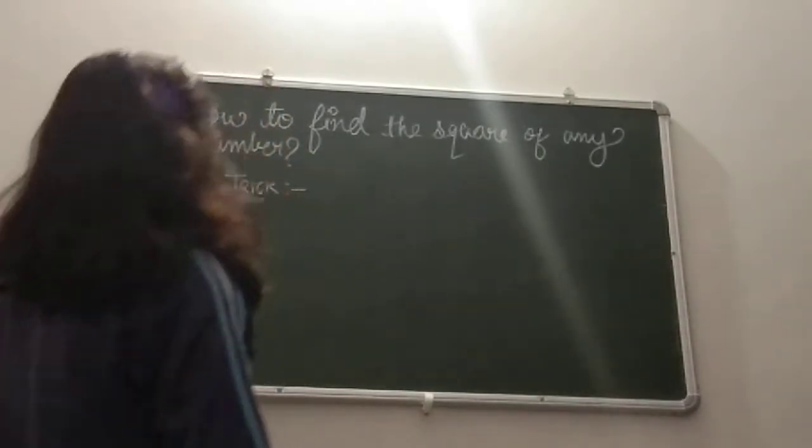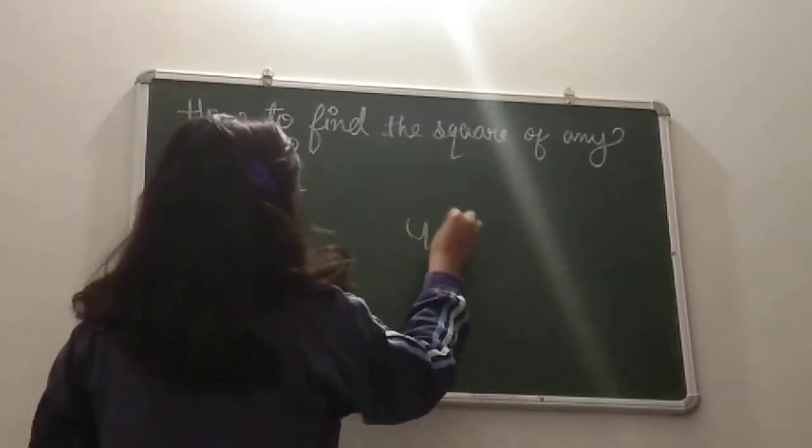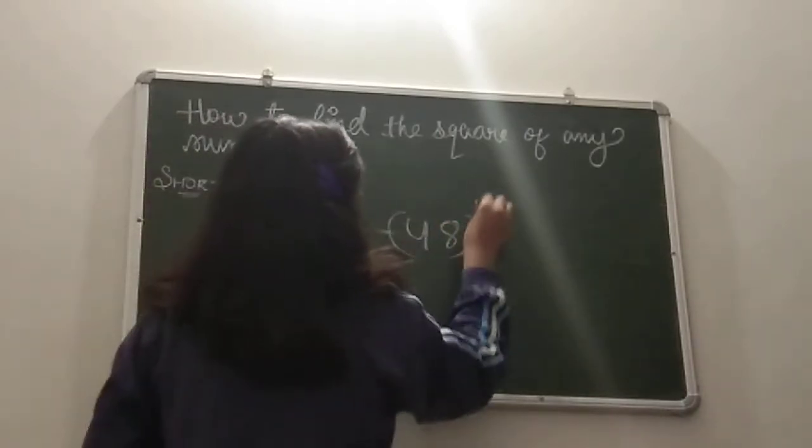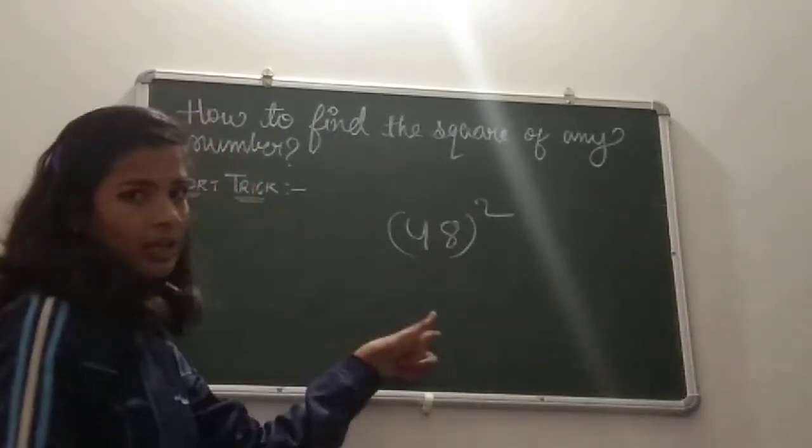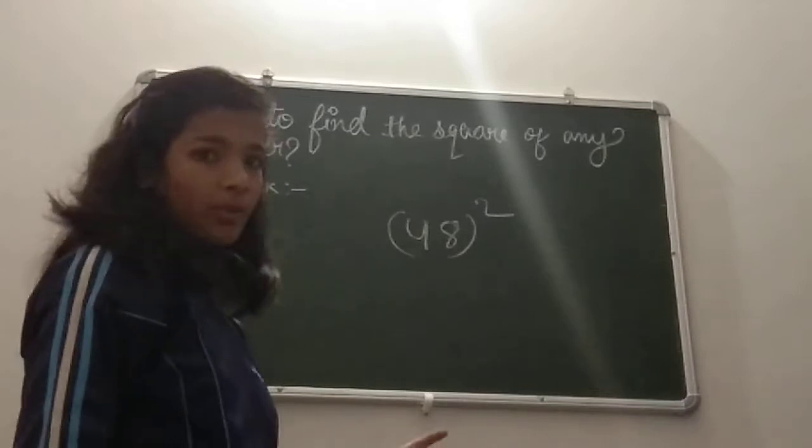First of all I have to take any number. Suppose I am taking 48 square. So what you have to do first is, what is the square of 8? The square of 8 is 64.